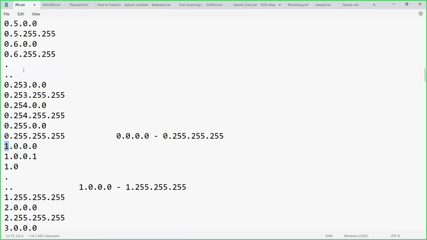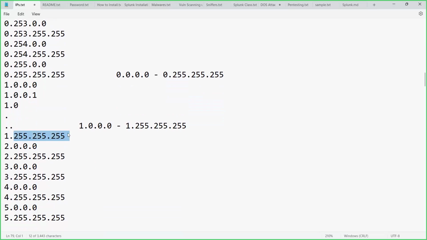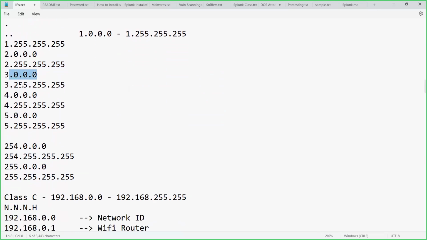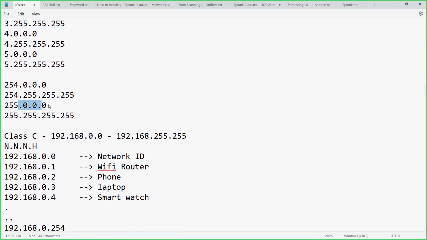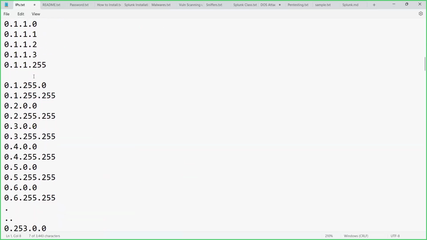So whatever cycle repeated all the way from 0.0.0.0 to 0.255.255.255, the same cycle repeats again from 1.0.0.0 to 1.255.255.255, 2.0.0.0 to 2.255.255.255, 3.0.0.0 to 3.255.255.255, and similarly 255.0.0.0 to 255.255.255.255. Here's the first IP, and here's the last IP.